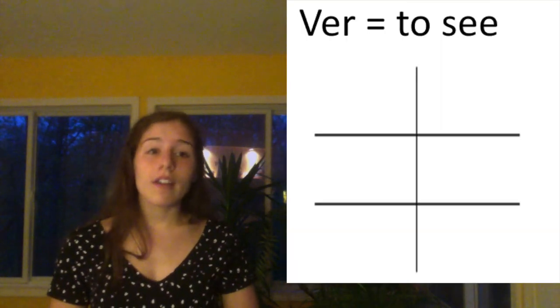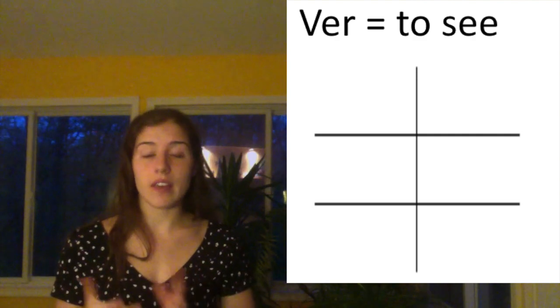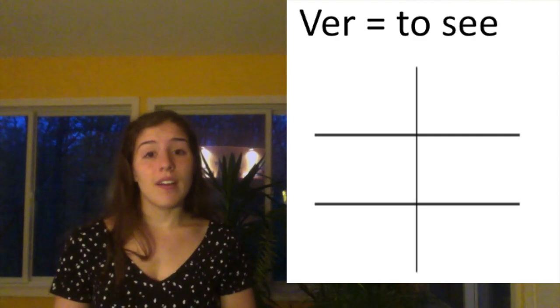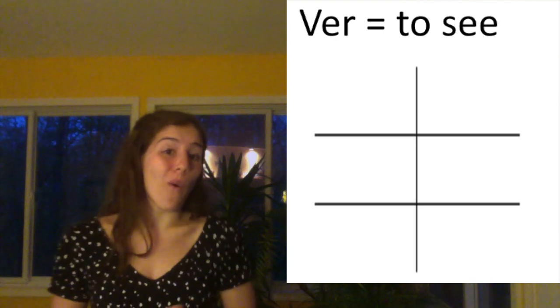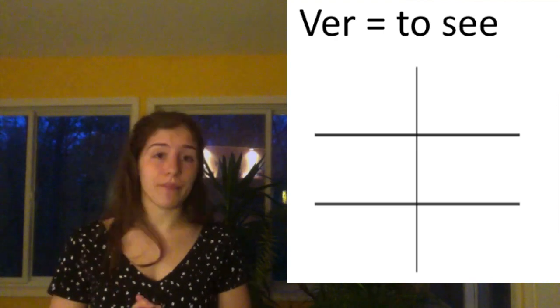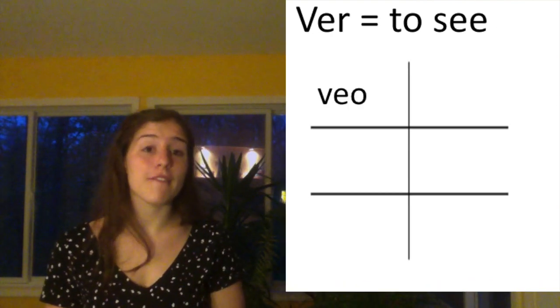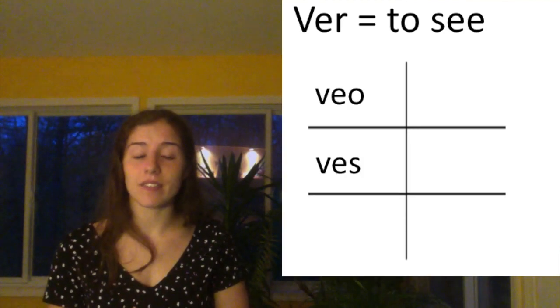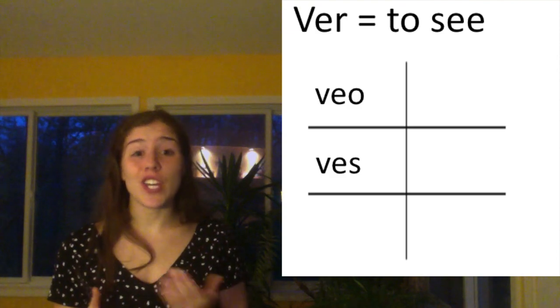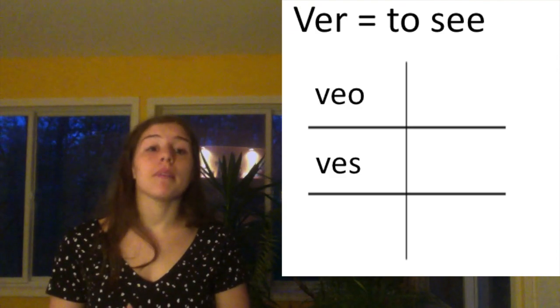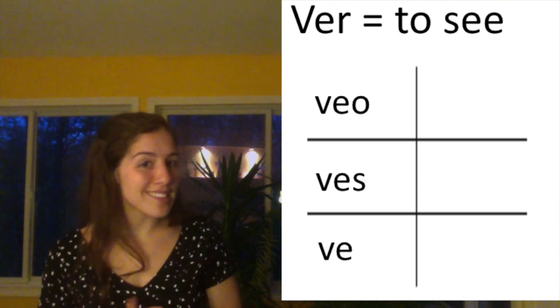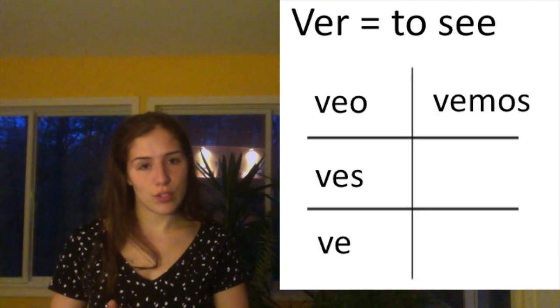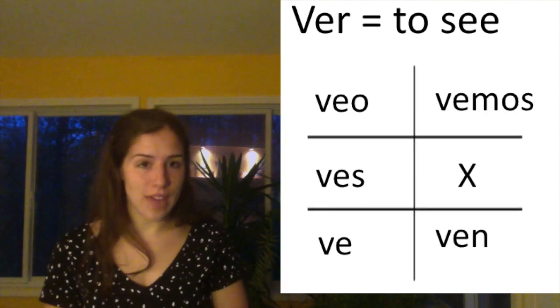Now let's look at our other verb that I said was irregular, ver. Ver means to see. So nothing too crazy there. And actually, this one isn't even horribly irregular. If we want to say I see, it becomes veo. You see becomes ves. He, she, you formal see becomes ve. We see is vemos. And they see is ven.